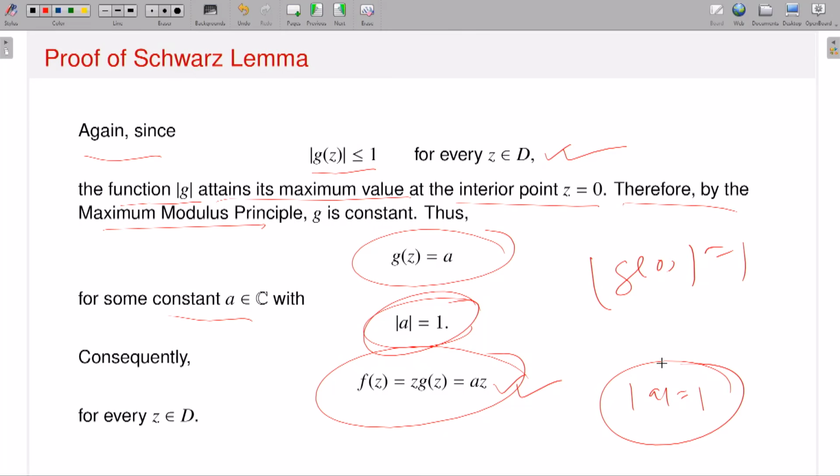So in any case, if there is a non-zero z naught such that absolute value of f of z naught is exactly equal to modulus of z naught, it implies my function f of z is of the form a times z where modulus a is 1. Or if I say that modulus of f prime of 0 is exactly equal to 1, then it implies that your function f has to be of the form a times z where modulus of a is 1.